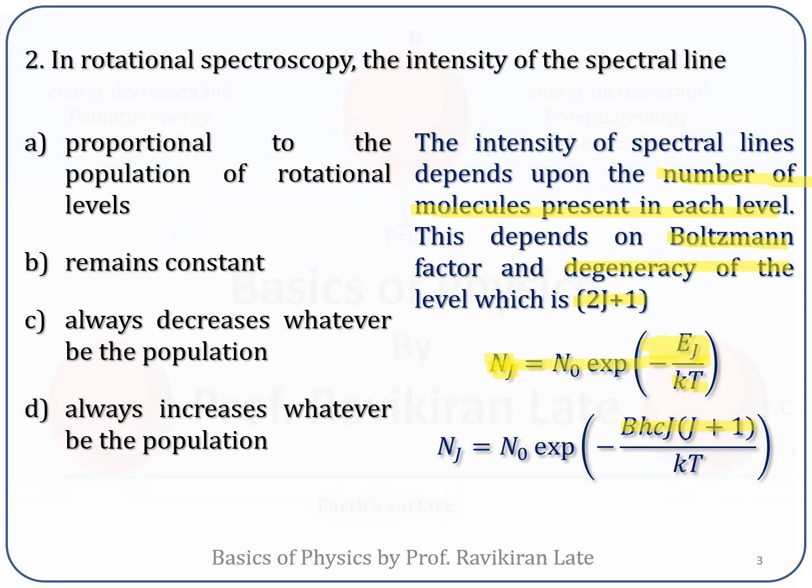So the intensity of a spectral line depends upon the population of a given rotational level. If you look at the options, option A shows the correct answer for this question. So in rotational spectroscopy, the intensity of a spectral line is proportional to the population of rotational levels.